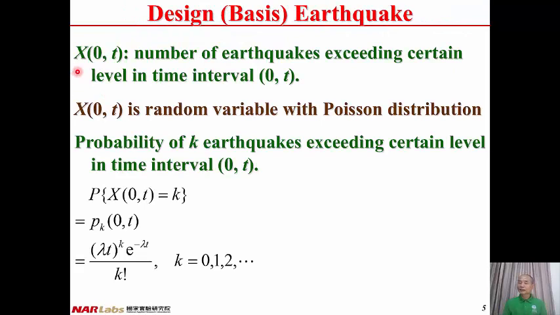And effective peak ground acceleration, EPA for short, in Chinese, 等效地表加速度. And X from 0 to T is defined as the number of earthquakes exceeding a certain level in the time interval between 0 and T. And X is a random variable with Poisson distribution. Then the probability of K earthquakes exceeding a certain level in the time interval from 0 to T is distributed with a Poisson distribution. Therefore, probability of X equal to K equal to (lambda T)^K times exponential minus lambda T divided by K factorial, K equal to 0, 1, 2, and so forth.